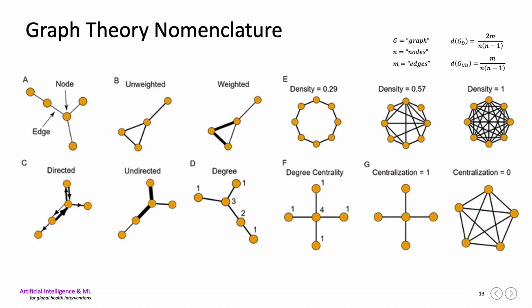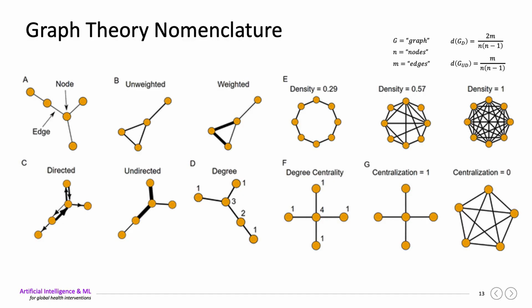Let's introduce some graph theory nomenclature. A graph, denoted capital G, is made of nodes, denoted N, and edges, denoted M. Panel A defines the 2 basic elements, a node, which is an entity, and an edge, which is a relationship between 2 nodes. Panel B contrasts unweighted graphs, where all edges are equivalent, with weighted graphs, where thicker edges carry larger weights. Panel C contrasts directed graphs, where edges have arrows indicating direction, with undirected graphs, where relationships are symmetric.